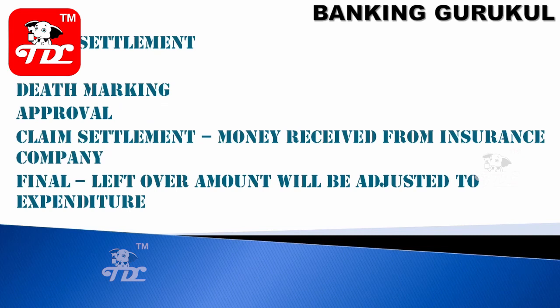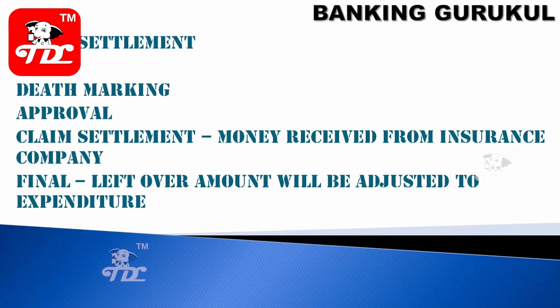Claim settlement. In case you have given a loan and the customer has expired, then you have to do a death marking. Then after death marking, you have to send it for approval to the checker or head office. Then you have to process the claim. After the process, you receive money from the insurance company. Sometimes this insurance amount is equal to your loan amount, or sometimes you get an extra amount, or sometimes you get a lesser amount. When you get the lesser amount, automatically it should be adjusted to your expenditure. If you are getting more amount, then that should be returned to the customer.